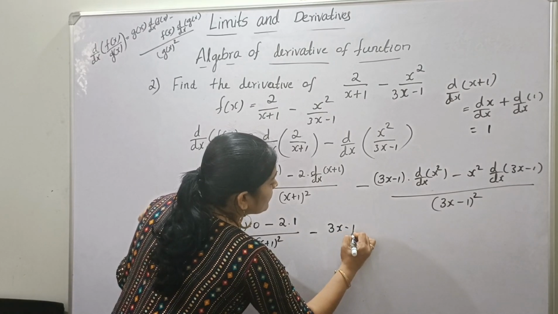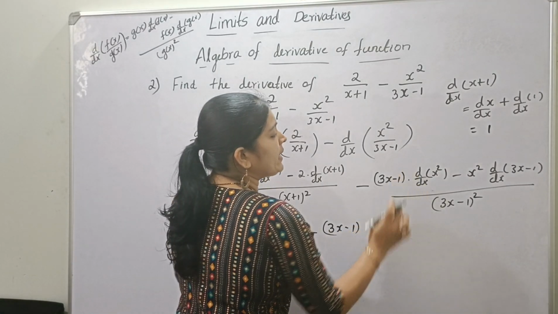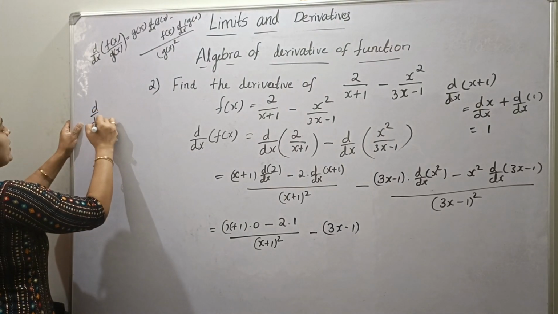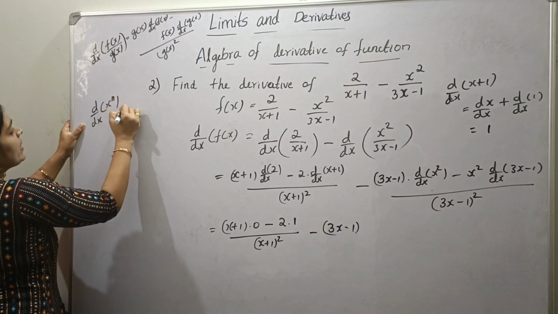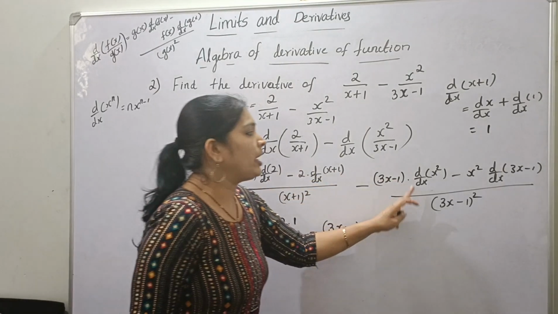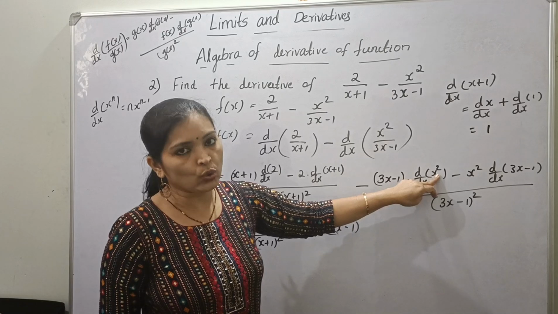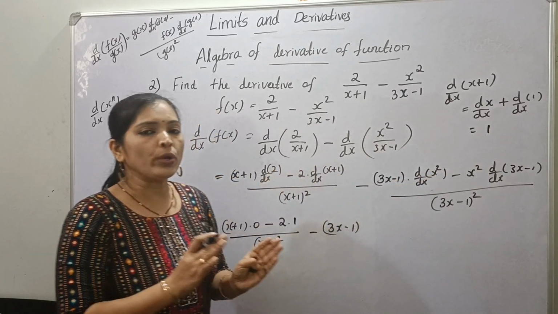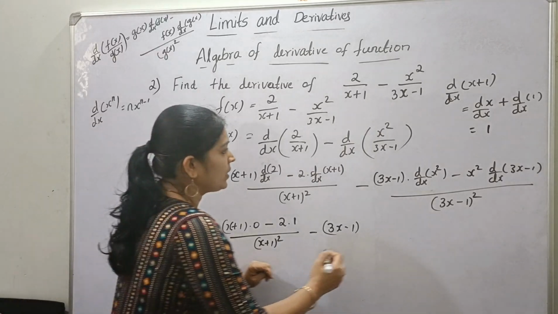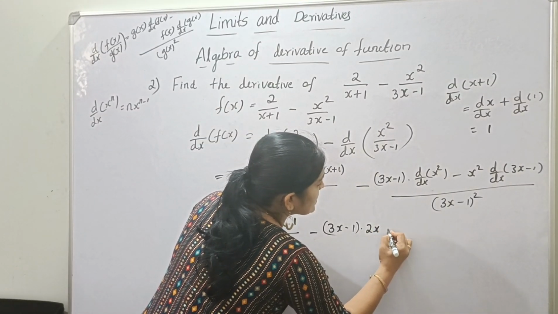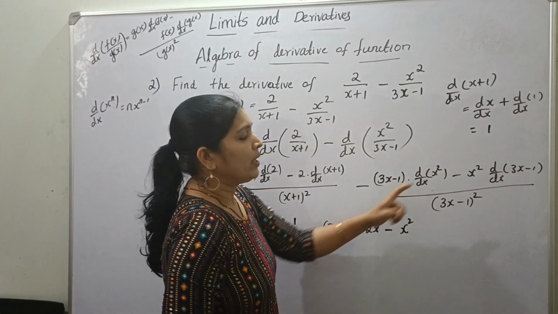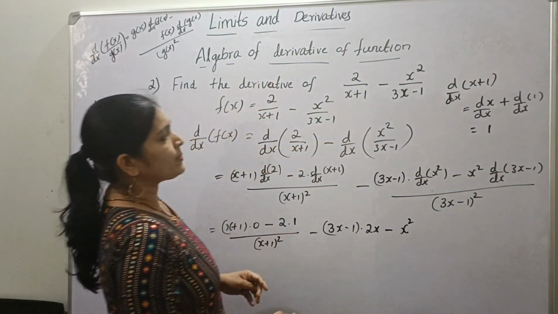3x minus 1 into d by dx of x square. Apply this formula, d by dx of x raised to n is n into x raised to n minus 1, okay. So here d by dx of x square, n is equal to 2, so x square is nothing but 2 into x raised to 2 minus 1, that is 2 into x raised to 1, that is 2x, okay. So it is 2x minus x square into d by dx of 3x minus 1.